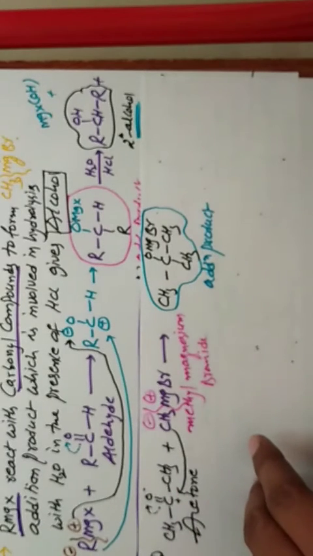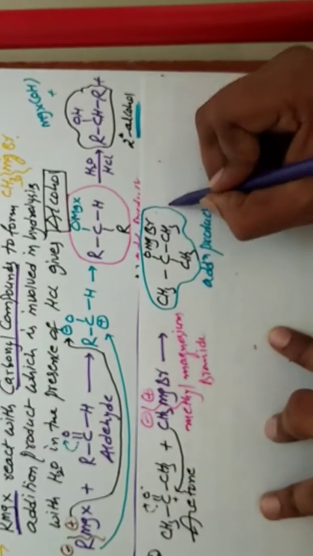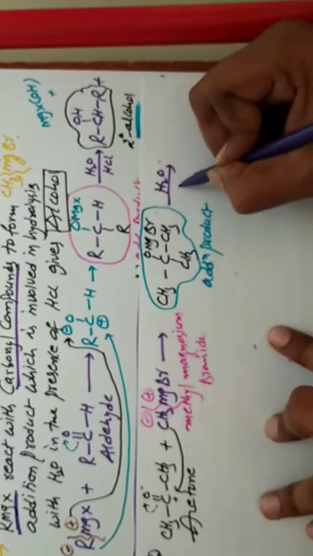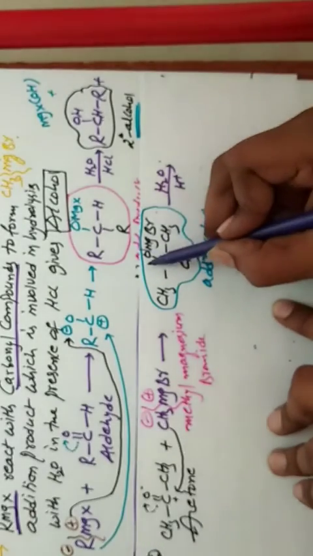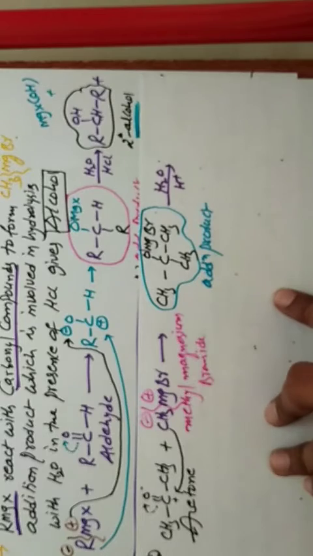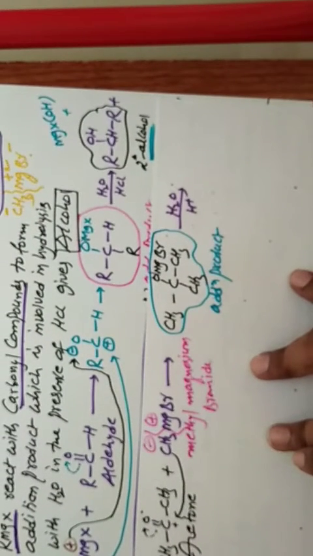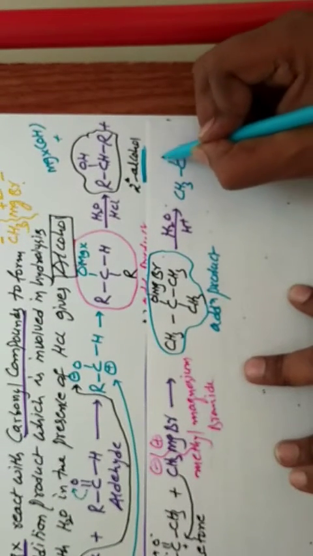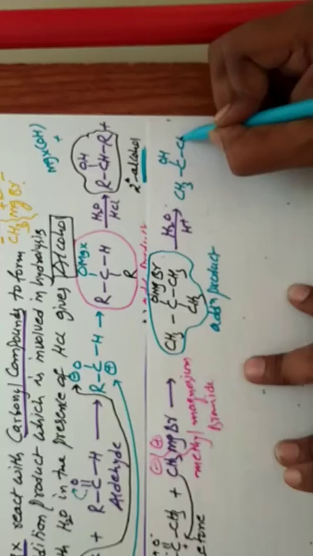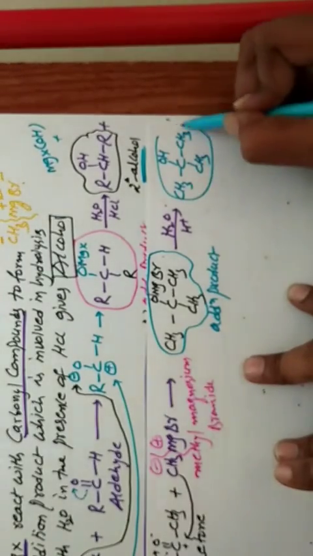In the case of this addition product, it is involved in hydrolysis. Here the bond will be broken, OH attached. So we can get the final product. What is the final product? Same: CH3–C(OH)(CH3)–CH3. This is the final product.